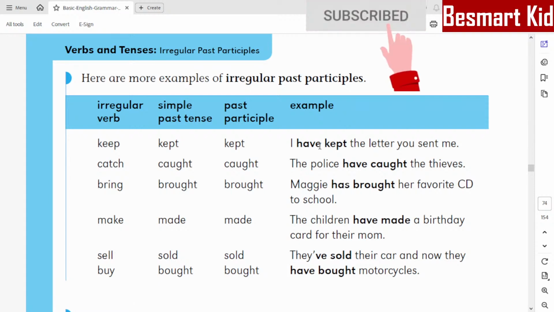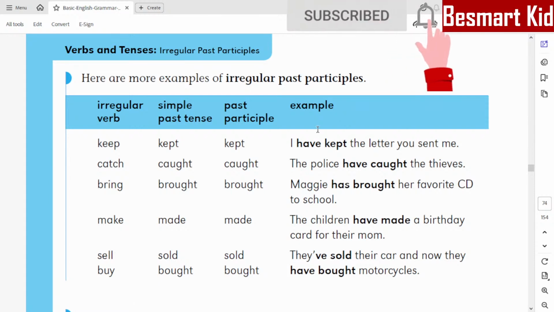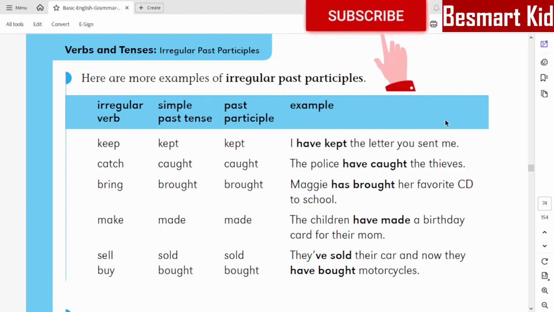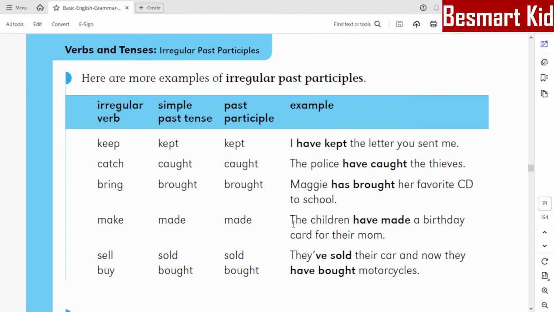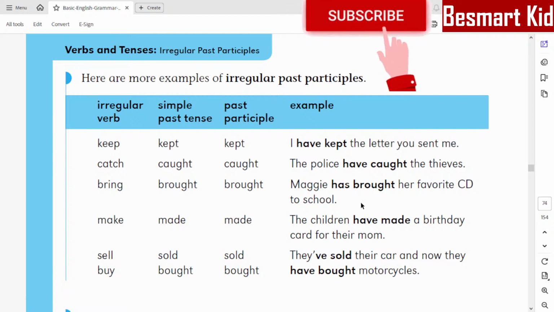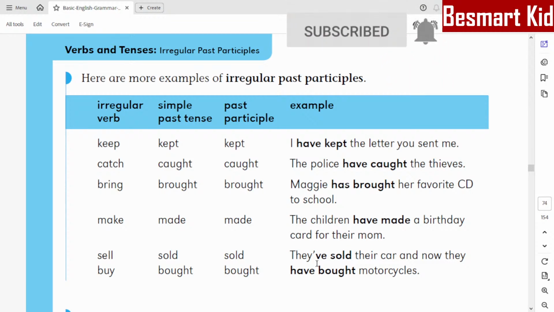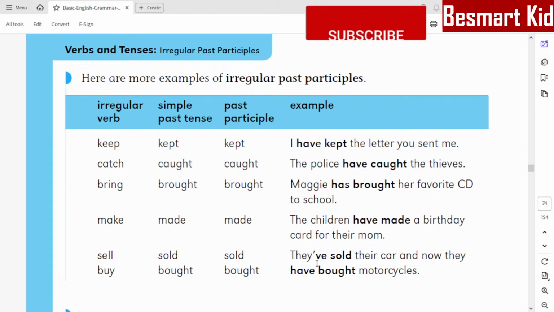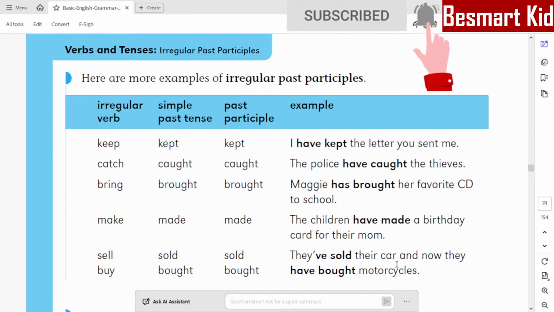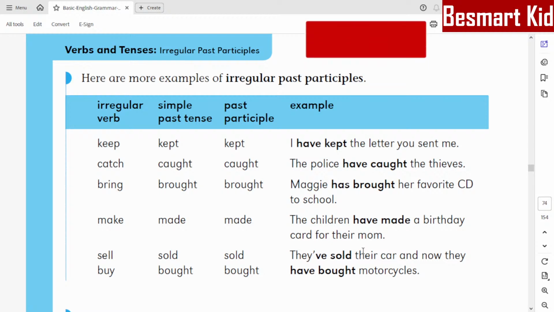Now let's see examples. I have kept the letter you sent me. The police have caught the thieves. Maggie has brought her favorite CDs to school. The children have made a birthday card for their mom. They've sold their car and now they have bought motorcycles.